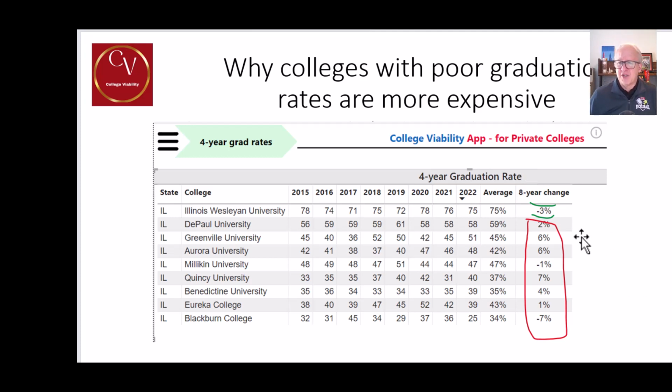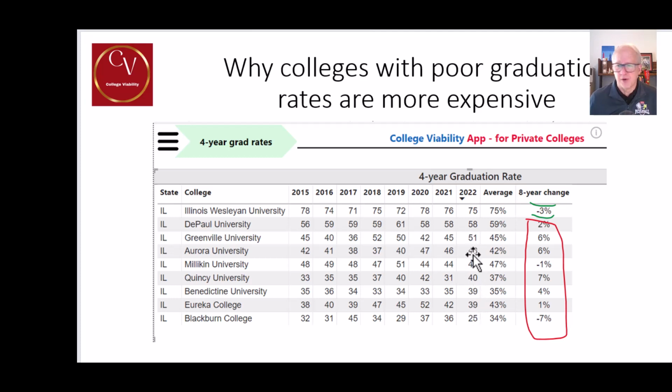We can see the 8-year change. You can see I've highlighted that, but I want to just focus on the number. So in this set of 8 or 10, only 3 of this set of 8, looks like 9, have a graduation rate above 50%. That's not good.